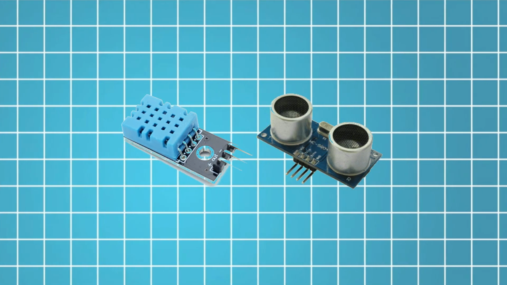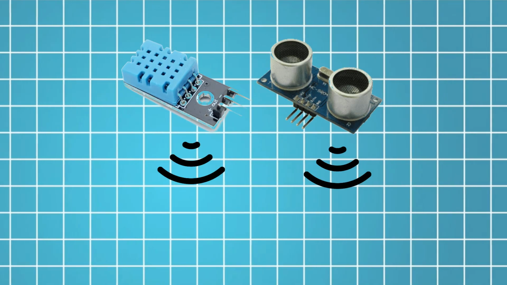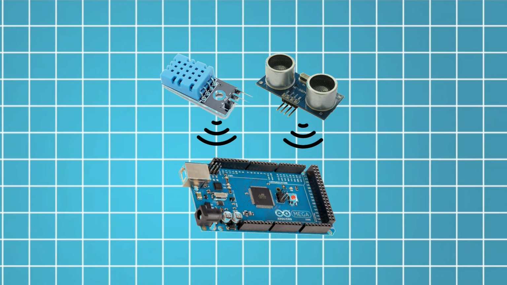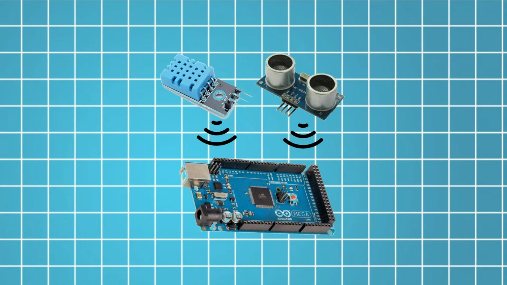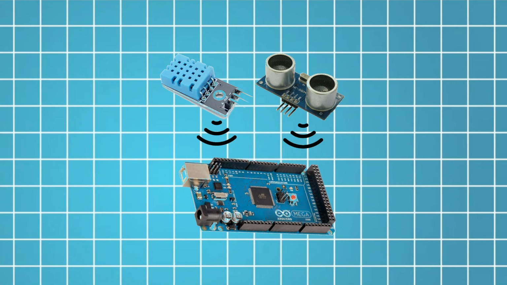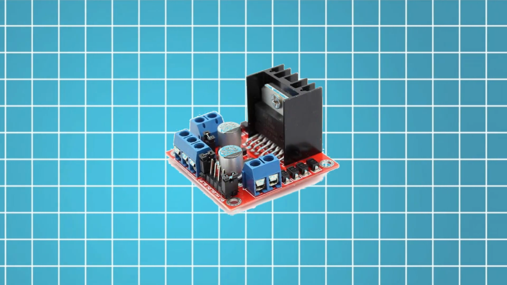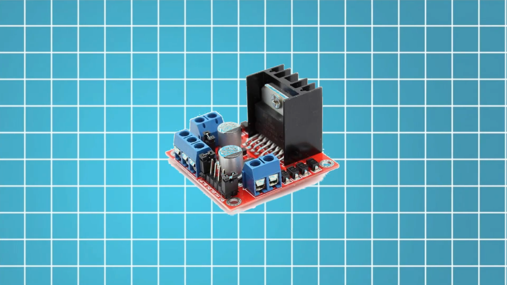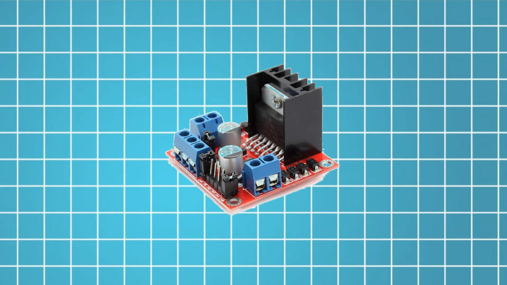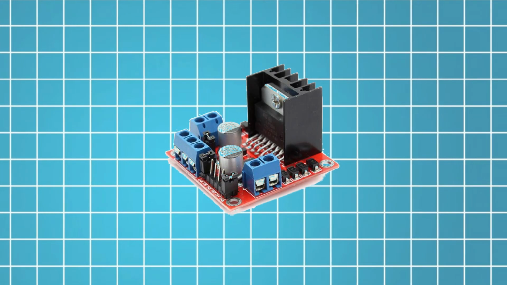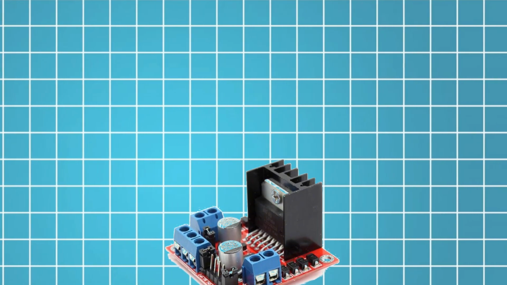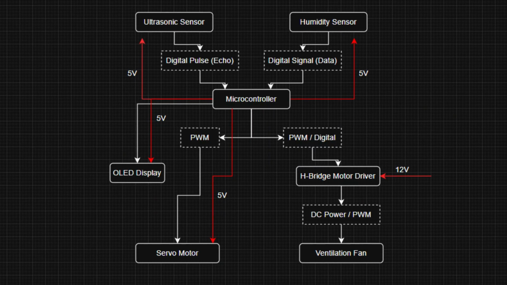Alongside the ultrasonic sensor, the humidity sensor also sends digital signals to the microcontroller, which in our case is the Arduino Mega. And then from there, these signals developed inside the Arduino are then transferred to the actuators, the servo, and the ventilation fan. And also an H-bridge motor driver is needed to operate the ventilation fan. It is directly supplied 12 volts from a power source. Ideally, it should be from an outlet in real-world applications. This is the overall structure of the system and all the components involved.